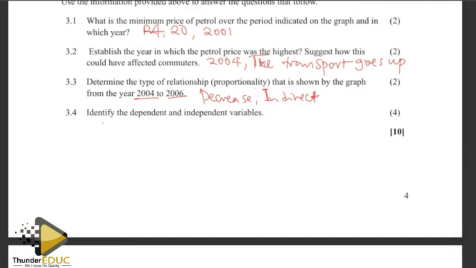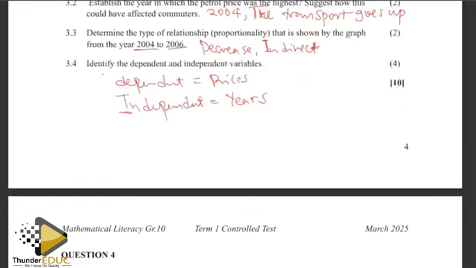Okay. Identify the dependent and the independent. We've already looked at this. The dependent, we said, is the amount or prices of petrol. Then the independent becomes the years. The years don't depend on anything. Okay, let's go to question number 4.